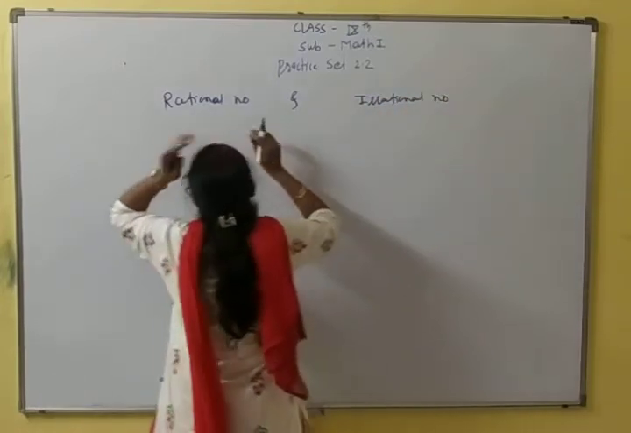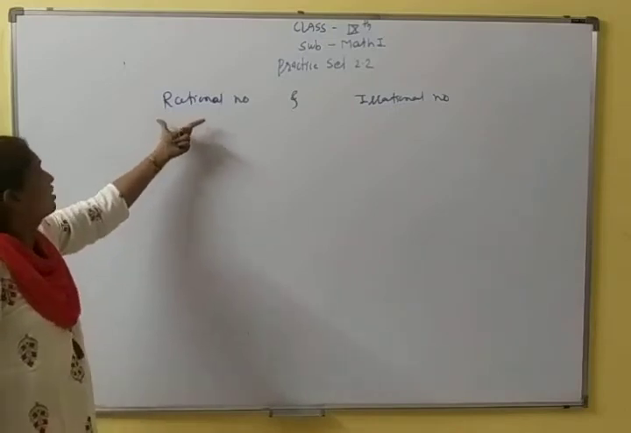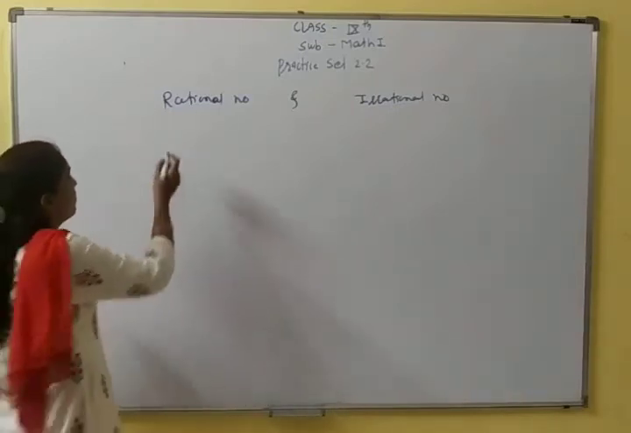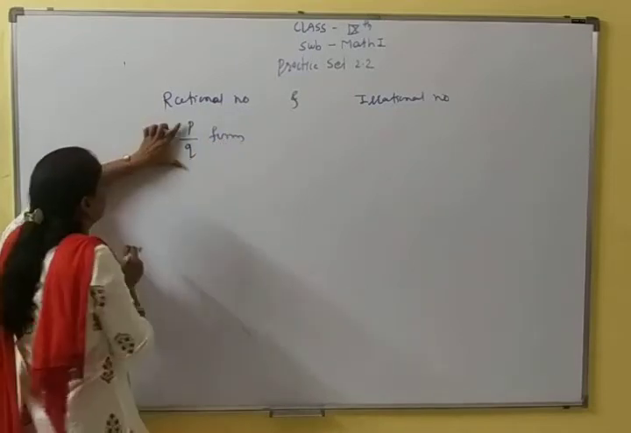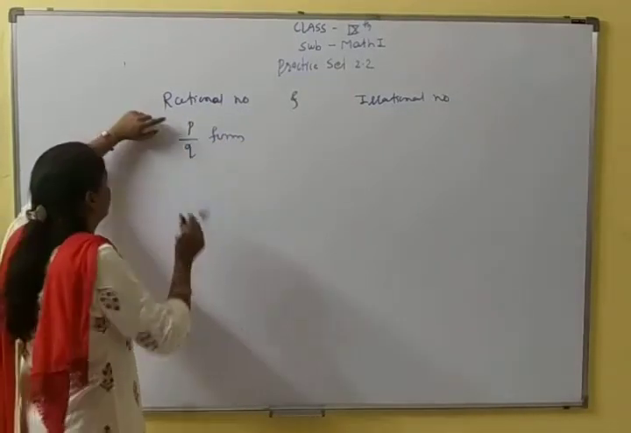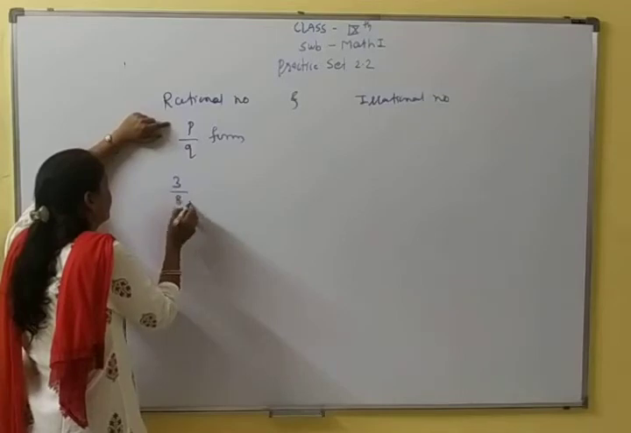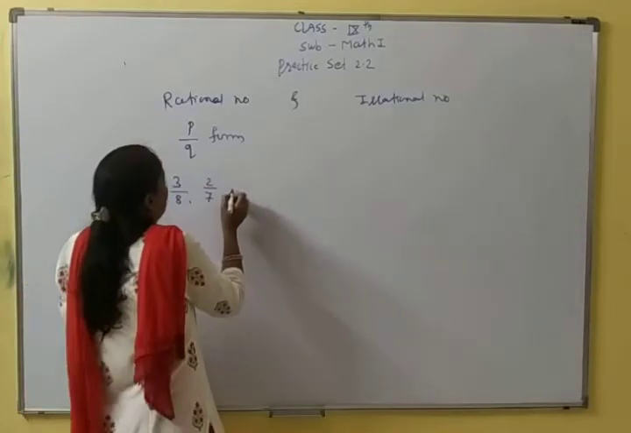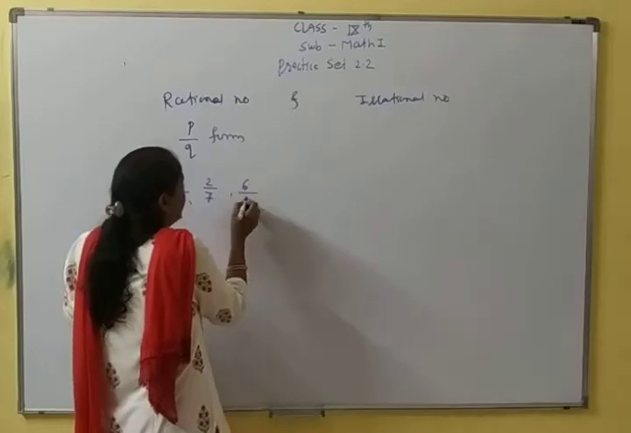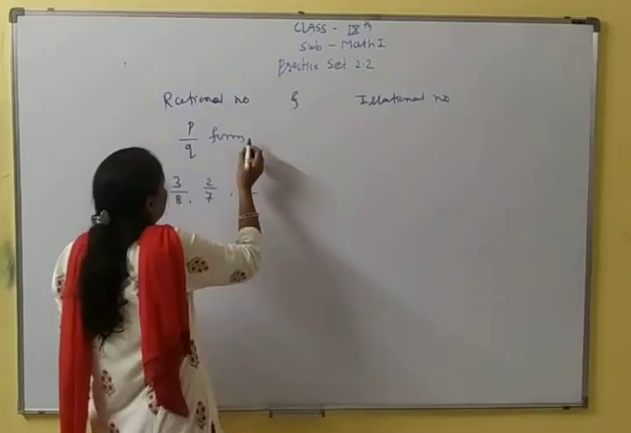Those numbers are called rational numbers which are represented in P upon Q form. Means 3 by 8, this is a P by Q form. 2 upon 7, this is also P by Q form. 6 can be written as 6 by 1, so this is also a rational number.